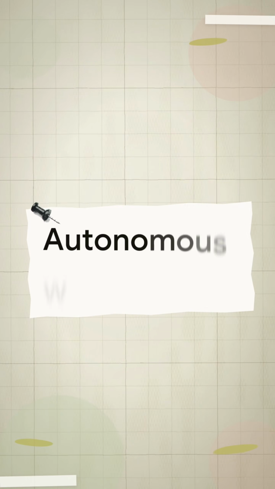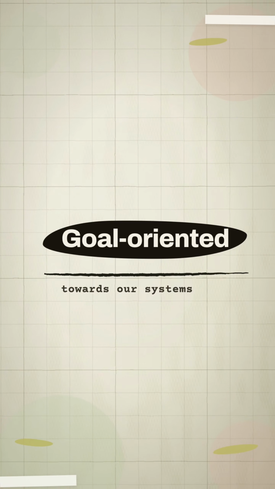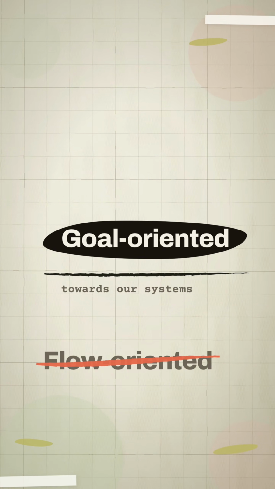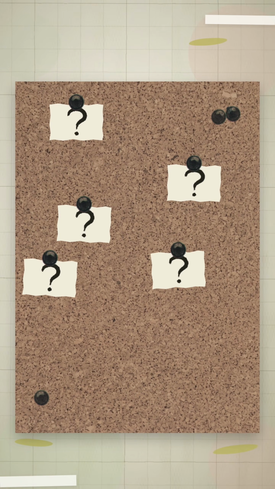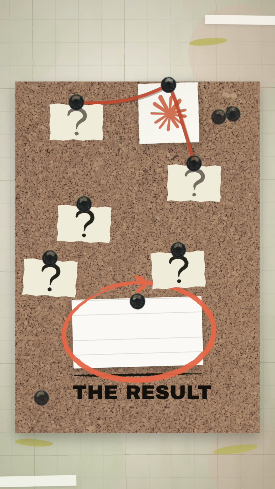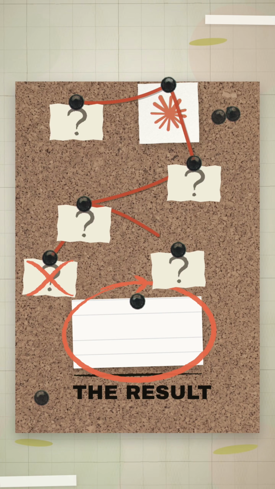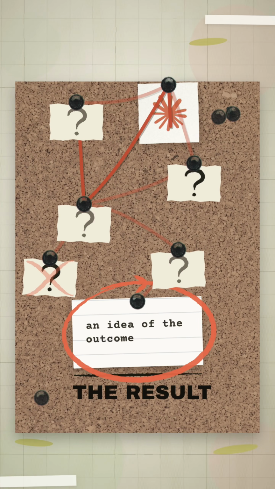Autonomous workflows mean we create a process that is goal-oriented towards our systems and that is not flow-oriented. What that means is that the agent decides the steps and everything else that is needed to get the result, but there is no predefined or correct way of how we get there. This is like when you let AI go figure out by itself what it has to do, because you don't really know the steps. You just have an idea of what the outcome should look like, and there is no correct path to how you get to it.